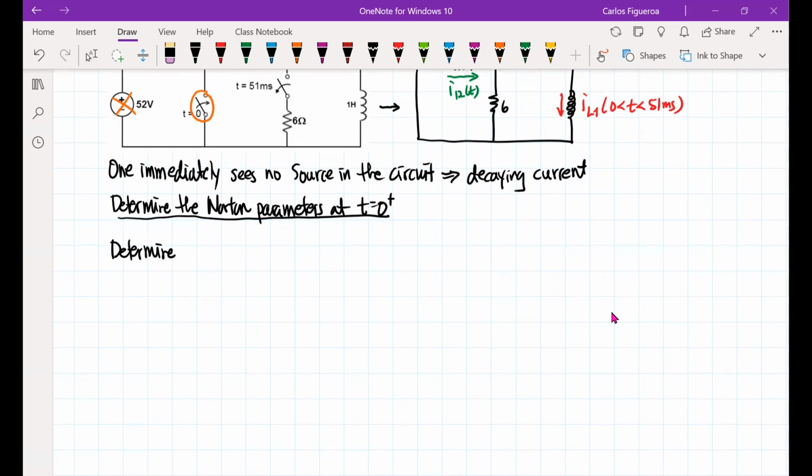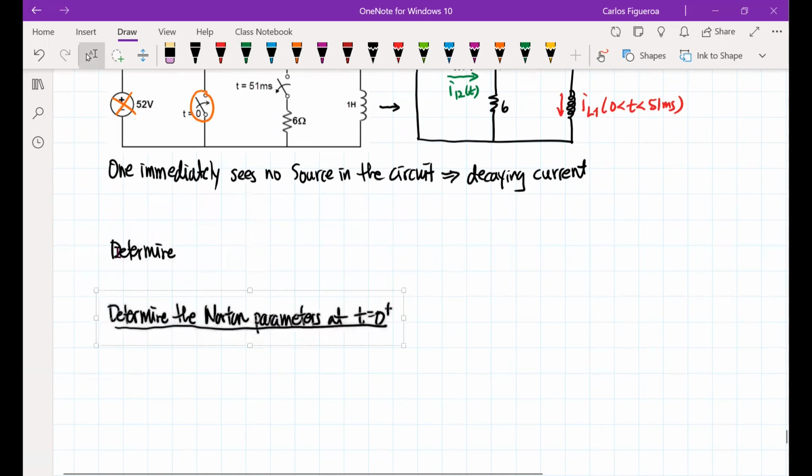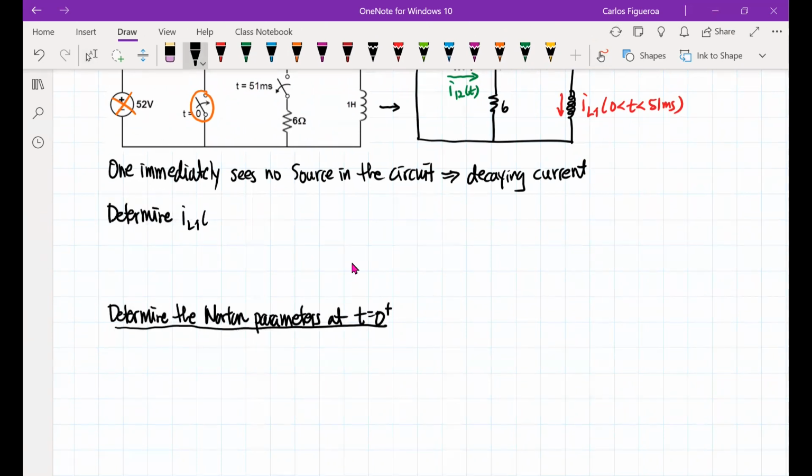Do I want to do that first? Nope, I'm not going to determine the Norton parameters yet. The first thing that I have to do here is determine IL1 at 0 plus.